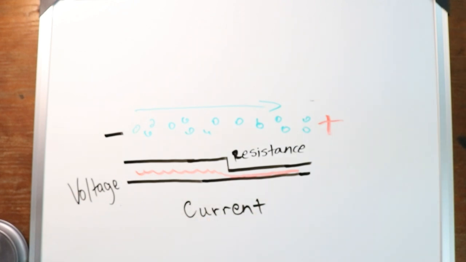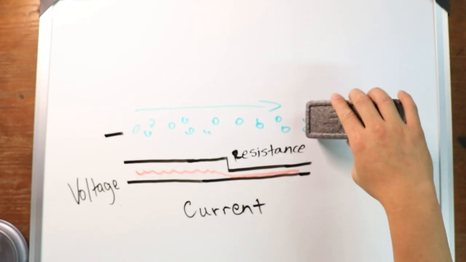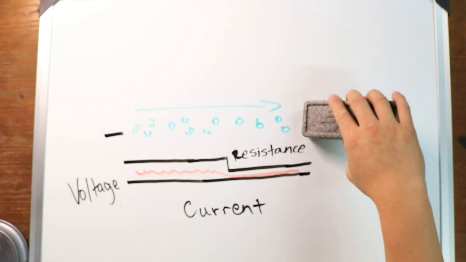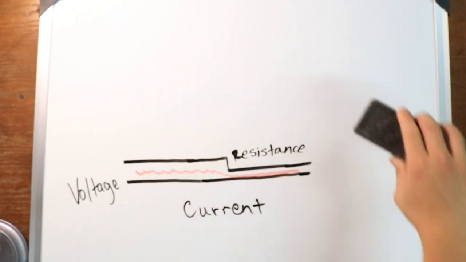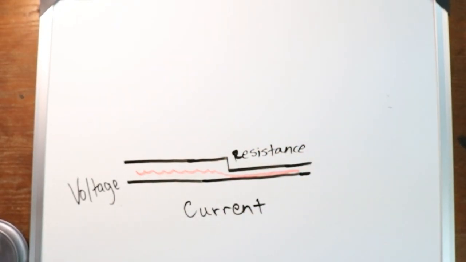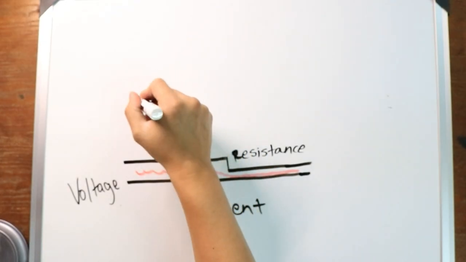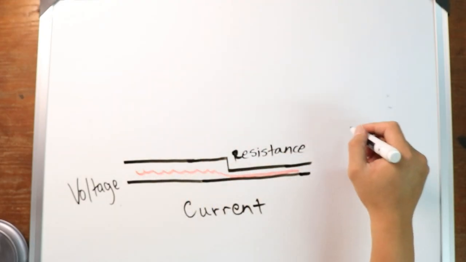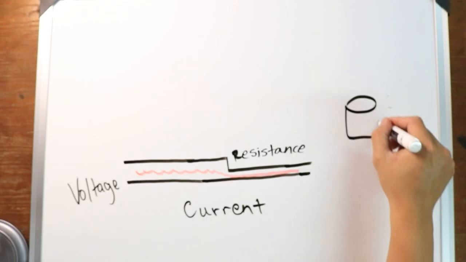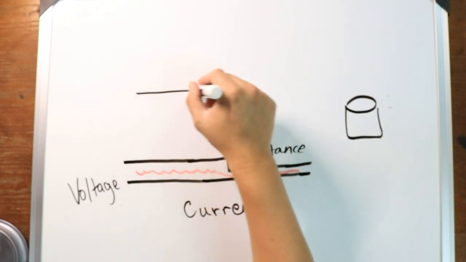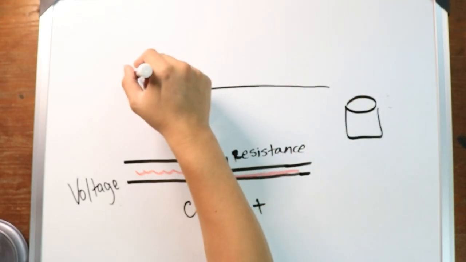Okay. And just to give you a better visual, we could look at it as water flowing, right? So let's say you have water. You want to pour water into this bucket right here. Okay. You have your pipe flowing.